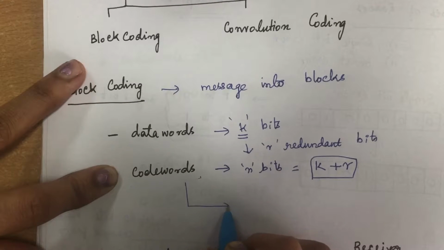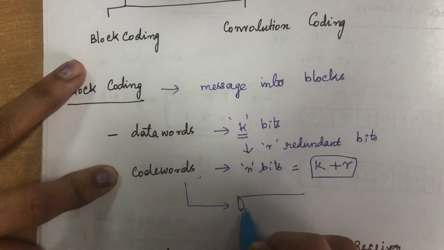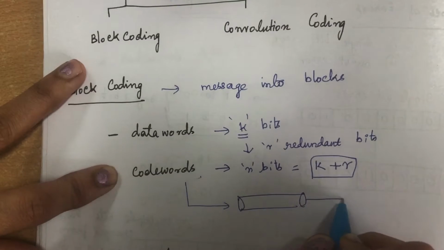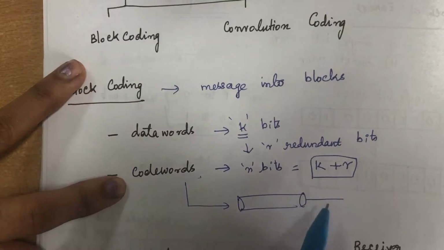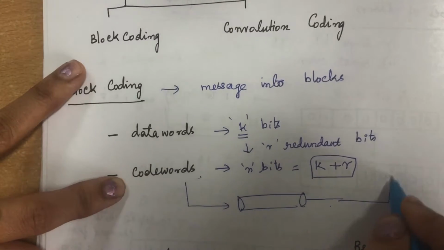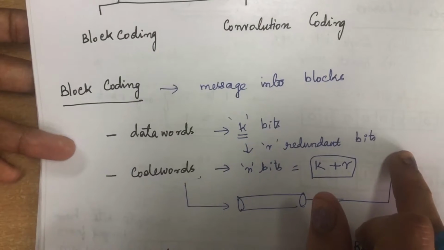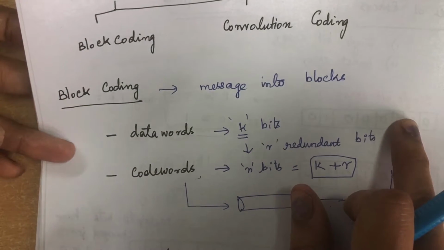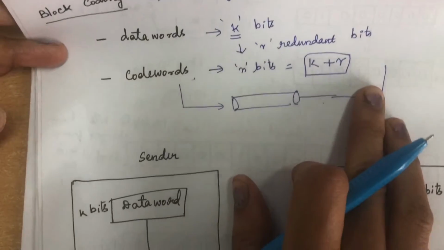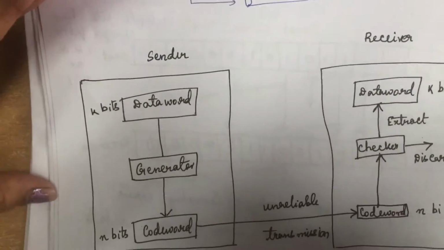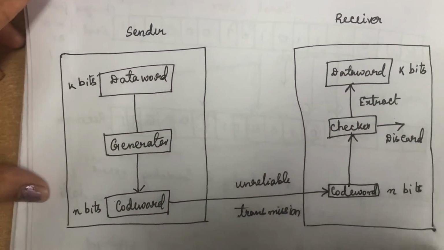We are going to send it through the unreliable transmission medium. The sender sends this code word to the receiver end. The receiver has to receive this code word, remove the redundancy bits, and at last extract the data words, the actual message, from the code words. Now we will see the concept called the sender and receiver block coding method.